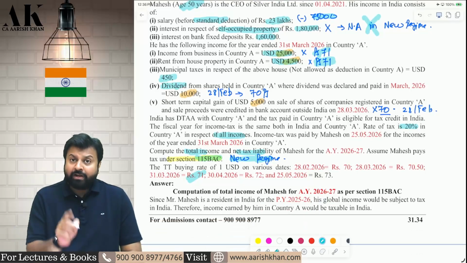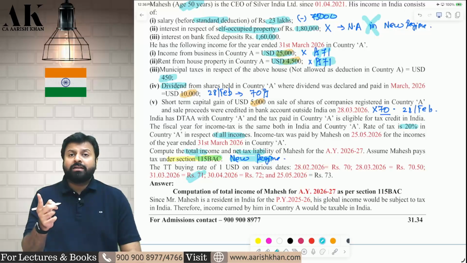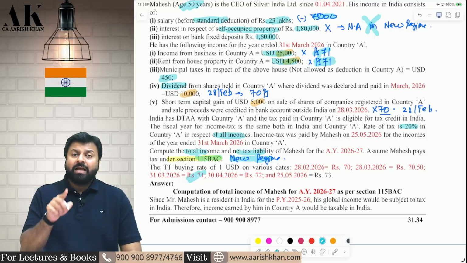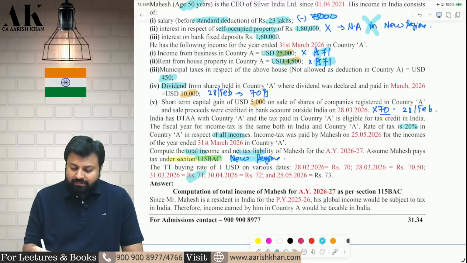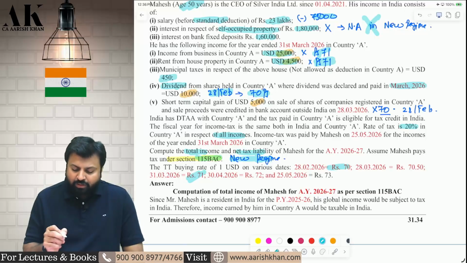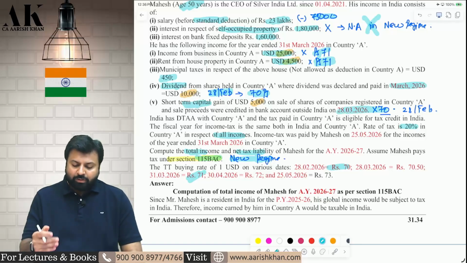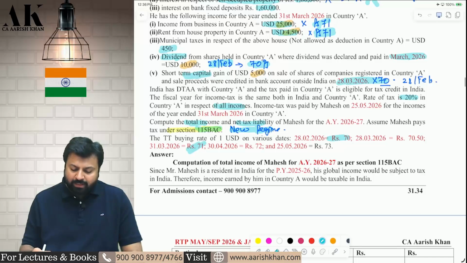Then dividend income. For dividend income, rule 115 says something else. For dividend income, you have to convert dividend income into INR as per the TTBR of the last day of the preceding month in which the income is earned. The income is earned in March 26. So you have to take the TTBR of 20th Feb. On 20th Feb, the TTBR is 70 rupees. You have to multiply by 70. Same for STCG also. You have to take the TTBR of the last day of the preceding month. After doing all these things, you will compute your total income and you will compute your tax.